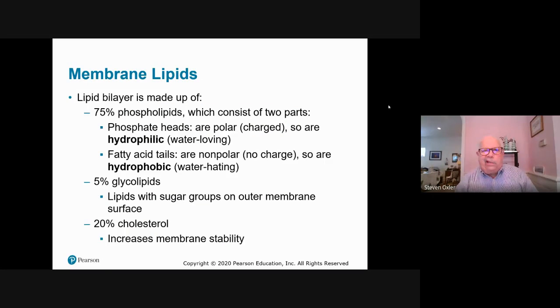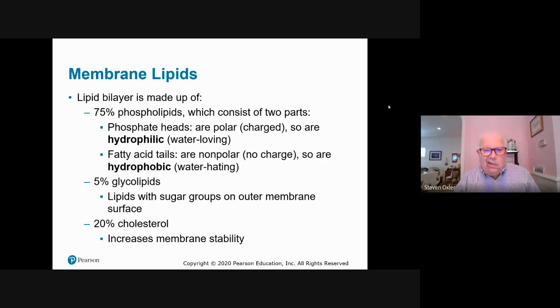The lipids, the fats, it is a bilayer. It is composed of 75% phospholipids, which consist of two parts. The head, which is the phosphate, is charged. And when you say the word charged in medicine, it means they are polar. So they are water loving. The word hydrophilic means water loving. Hydro means water, philic means loving. The city of Philadelphia is the city of brotherly love. That's how you can remember hydrophilic, water loving.